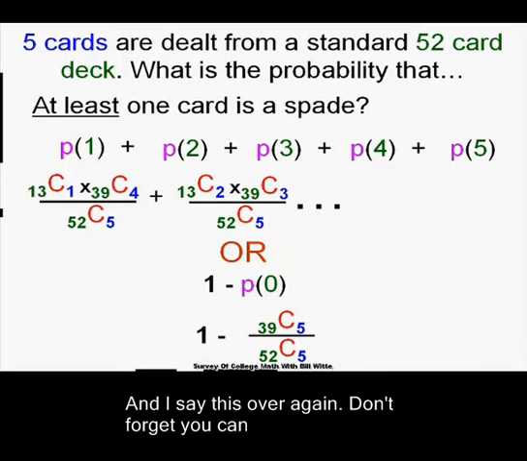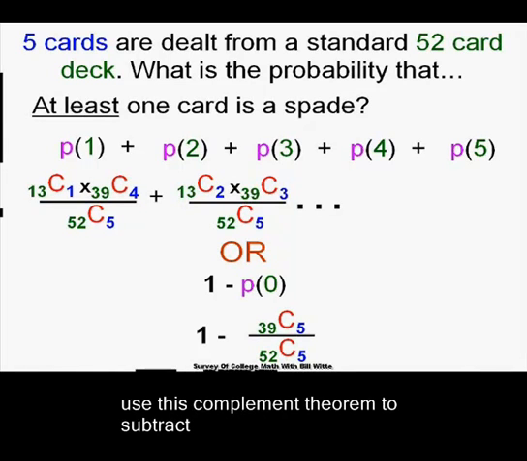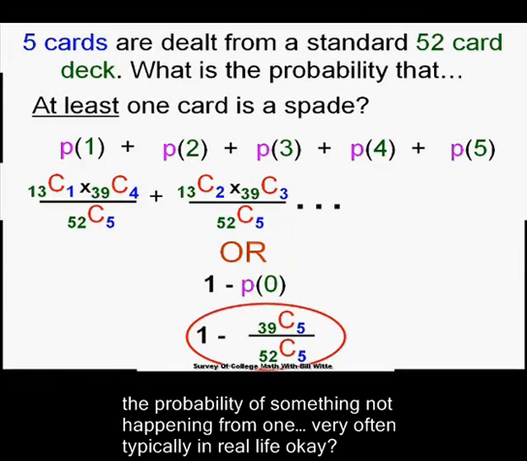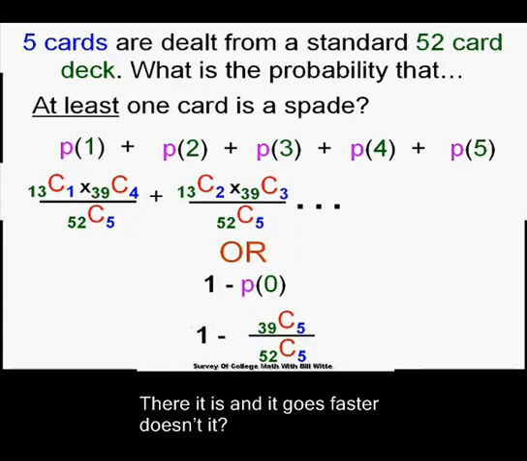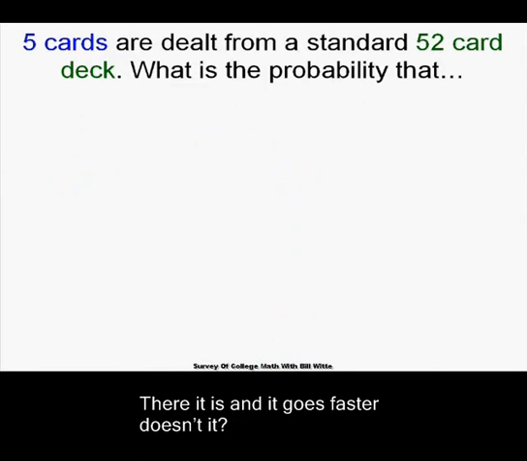I say this over and over again, don't forget, you're going to use this complement theorem, subtracting the probability of something not happening from 1, way more often, typically in real life. There it is. And it goes faster too, doesn't it?